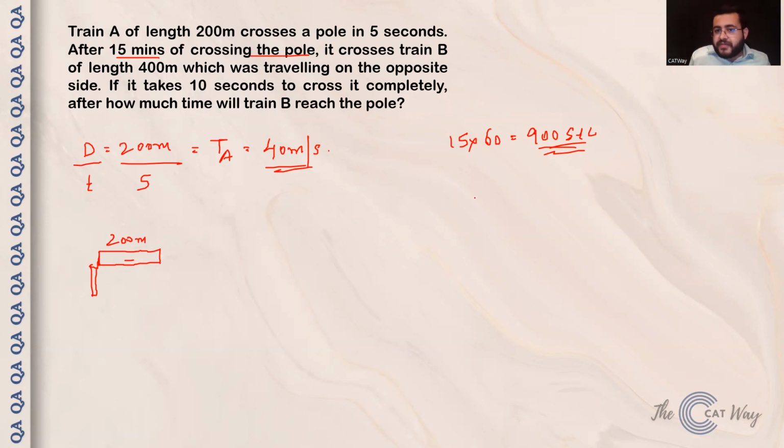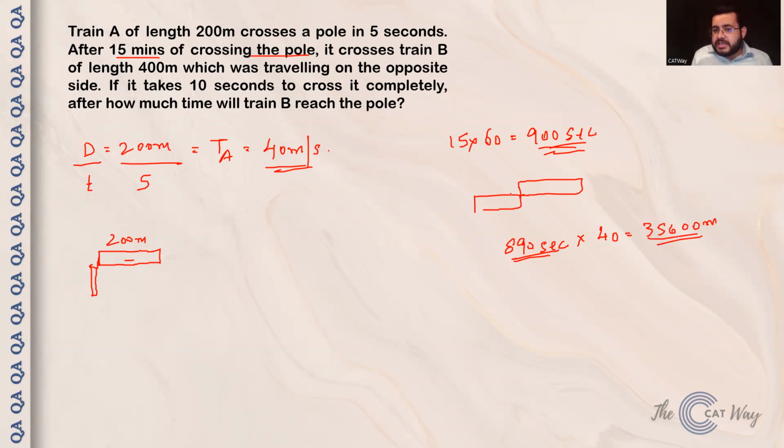So that means the front ends of both the trains would have met at the 890 second mark, right? When 890 seconds would have gone by. At that point, they would have started crossing. So in 890 seconds, what is the distance that train A is going to cover? That distance would be equal to 890 multiplied by 40. So what do we get? We get 35,600 meters, right?